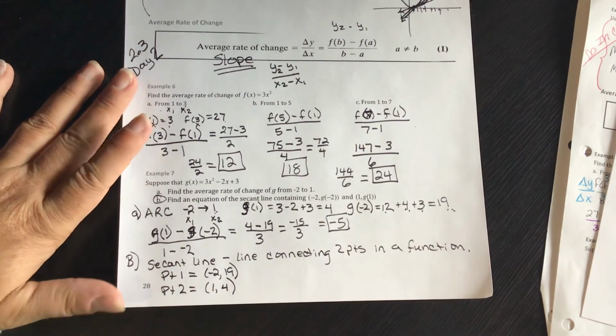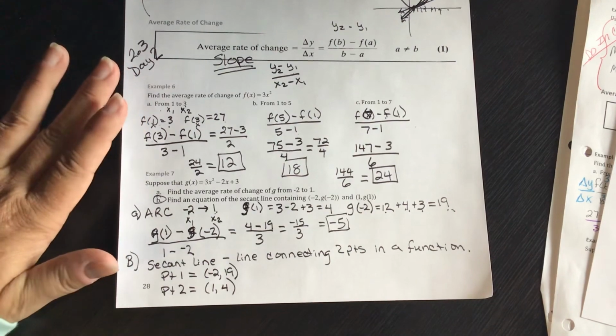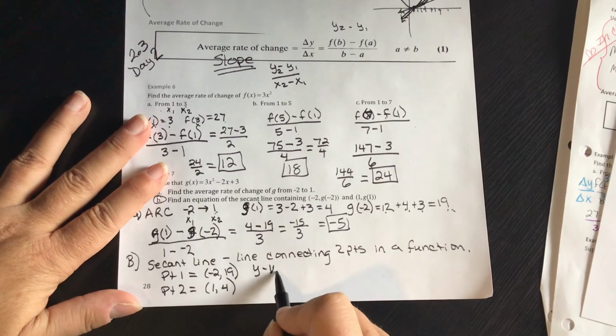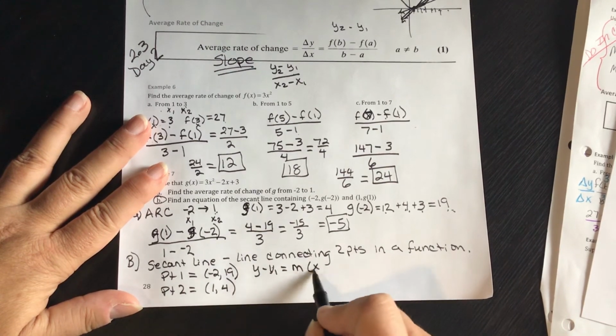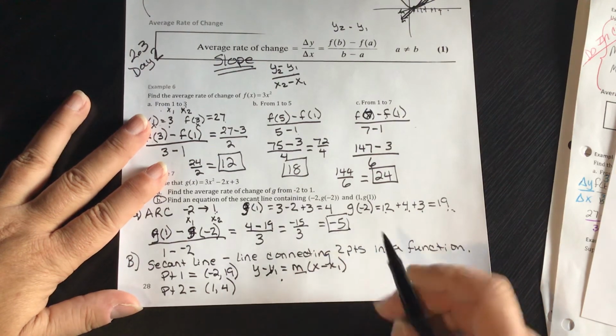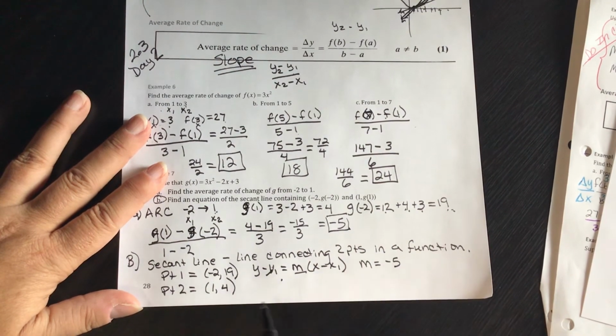Now I only need 1 point and the slope to write the equation of a line. Okay, if I think of y minus y1 equals the slope times x minus x1, I need a slope and a point. Well, I found my slope up here at -5, and I can use either one of these points to plug in for x1 and y1. I like the numbers 1 and 4 better than calculating with 19, so I'm going to choose x1 and y1 to be 1 and 4. And I'm just going to plug them in the equation of the line.